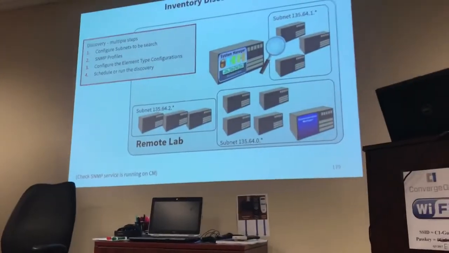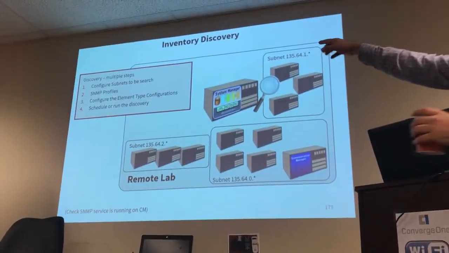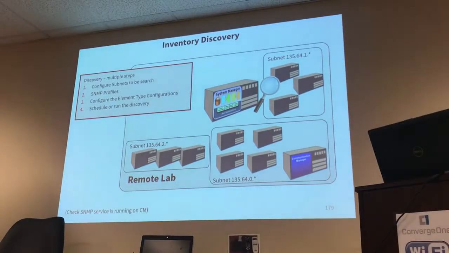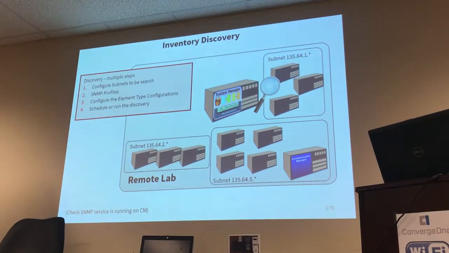So the steps to run the discovery are the following steps that you see here. First, configure the subnets where you want to run the search. Could be one subnet or multiple subnets. Specify the SNMP profile or profiles that you want to use for the discovery. Specify the element types that you want to find, like, say, hey, I'm trying to find, let's say, CMs or messaging systems or any kind of Avaya applications that you're trying to find. And then finally, you schedule or run the discovery.